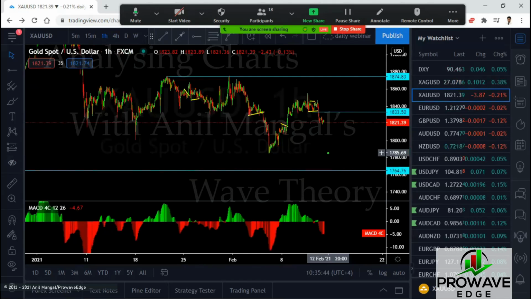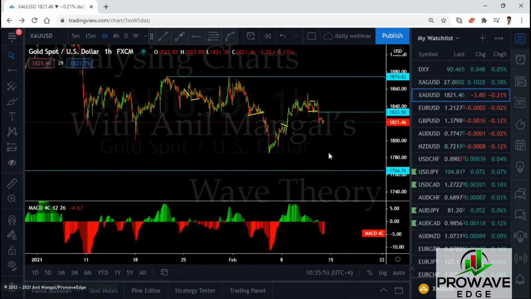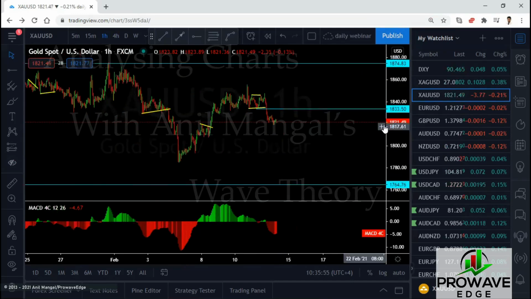If this is the running flat, and this is something we were telling you, if this is a running flat, then the chances are we're coming here. So you might want to just move your stop to break even and stay with the trade.